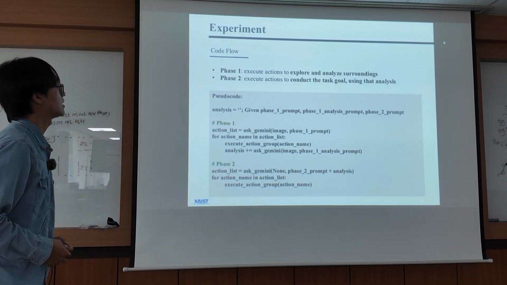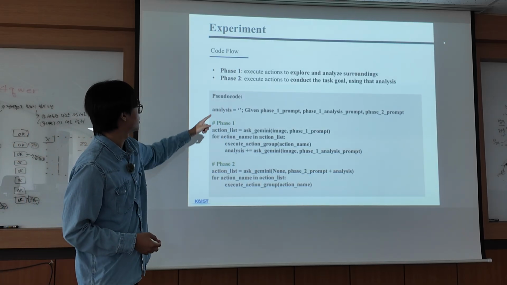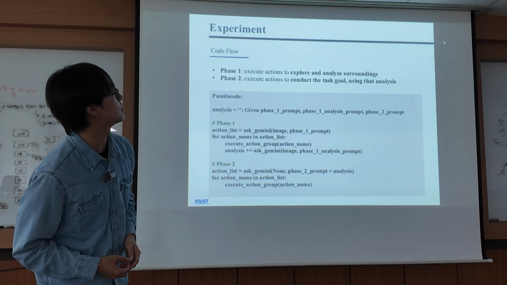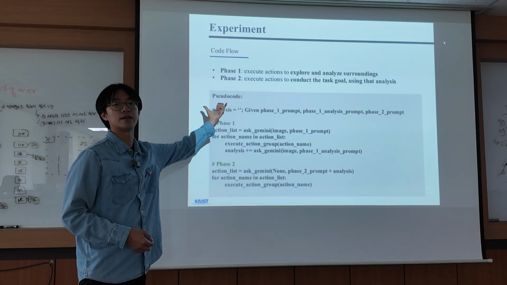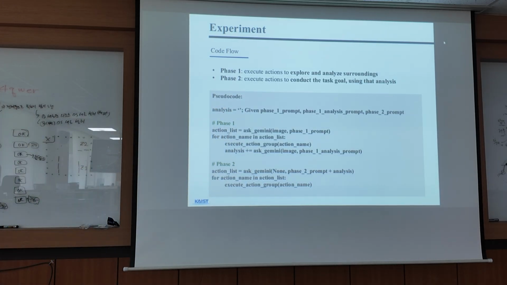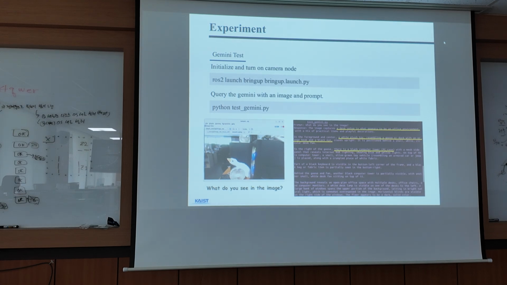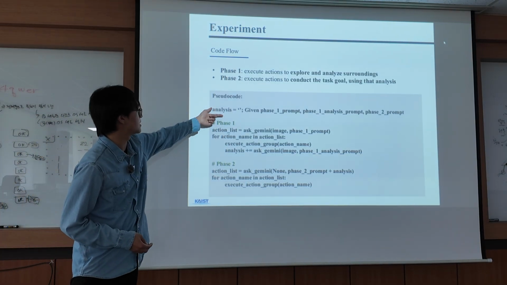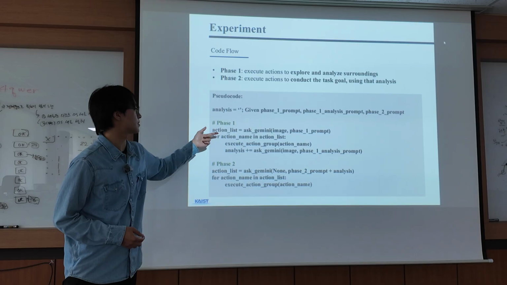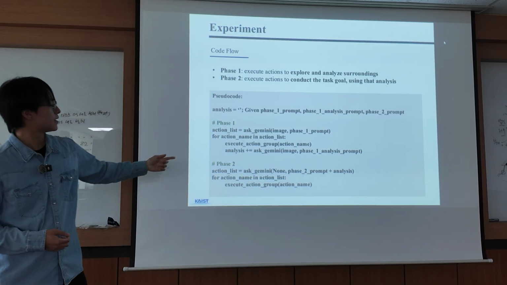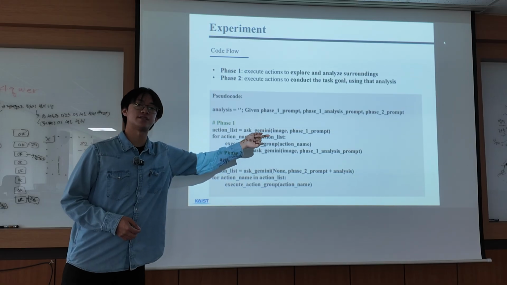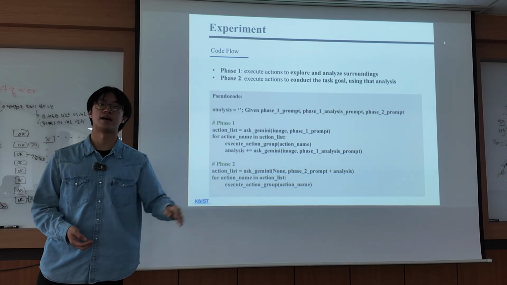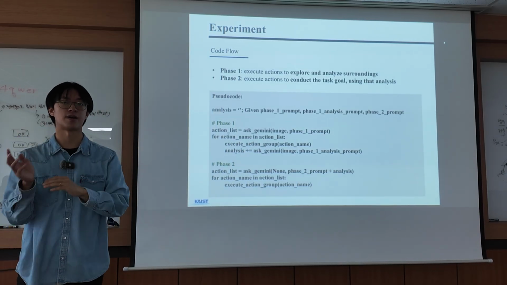To do that, you should understand the two phases. Seeing this pseudocode given in Python, in phase one, after executing actions to explore and analyzing surroundings, you should get some kind of analysis, like there is some image and environment around the desk. Given that phase analysis, you should ask Gemini, and when some action lists are given, you should execute those actions one by one as action groups, like pick center, look left, look right, or something.